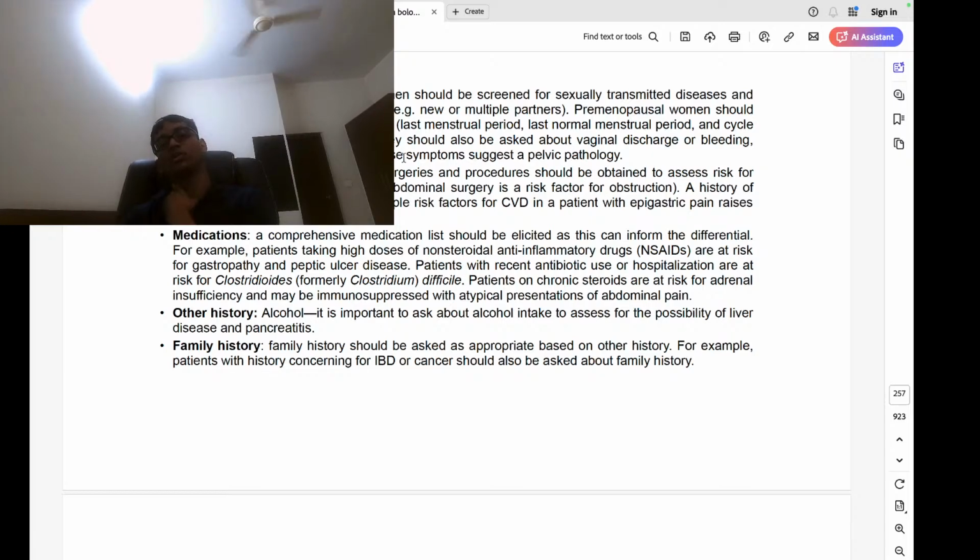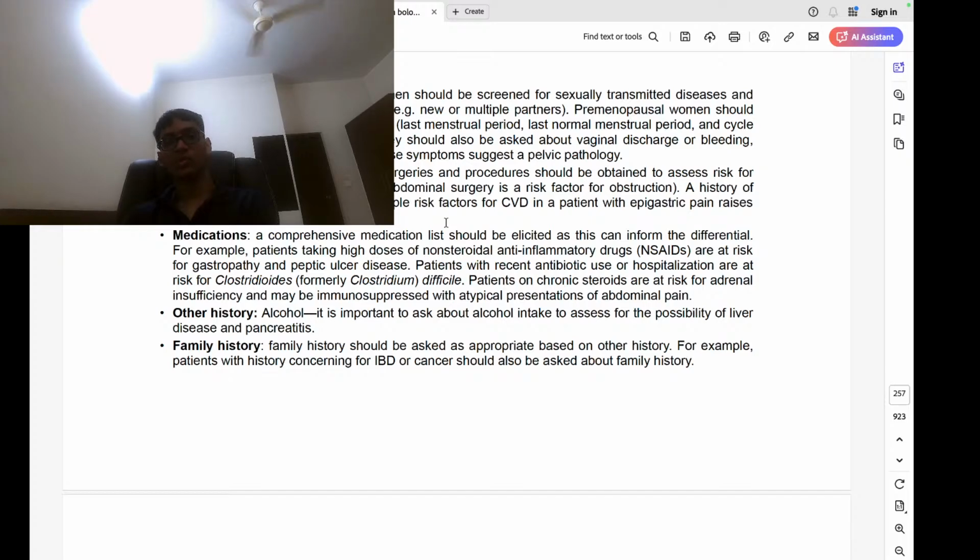Past medical history: a history of surgeries and procedures should be obtained to assess risk for different etiologies, such as a history of abdominal surgery, a risk factor for obstruction. A history of cardiovascular disease, CVD, or multiple risk factors for CVD in a patient with epigastric pain raises concern for myocardial ischemia. Medications: a comprehensive medication list should be elicited as this can inform the differential. For example, patients taking high doses of NSAIDs are at risk for gastropathy and peptic ulcer disease.